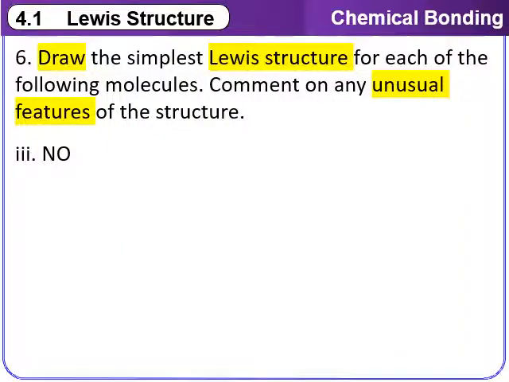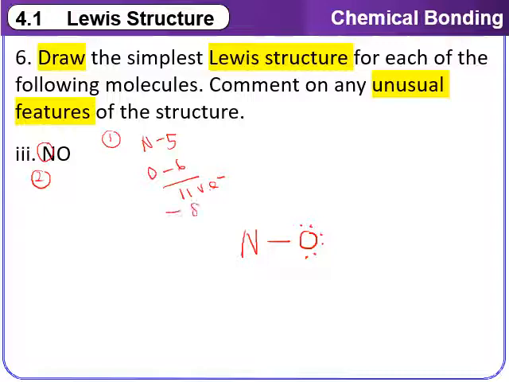Continue with number 3, NO. Always follow the steps again. Step 1, calculate the total valence electrons. Nitrogen has 5 valence electrons, oxygen has 6 valence electrons, total 11 valence electrons. So nitrogen is the central atom. Draw the skeletal structure for NO. Oxygen is the terminal atom. Make sure it becomes octet. Based on here, we only have 1 terminal atom, minus 8, so equal to 3. So we place 3 valence electrons at the nitrogen.